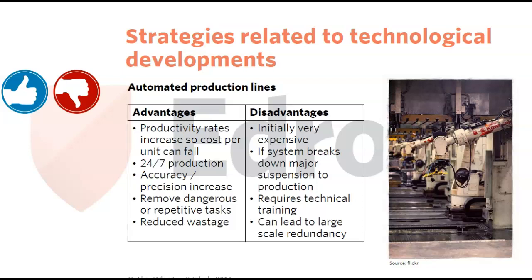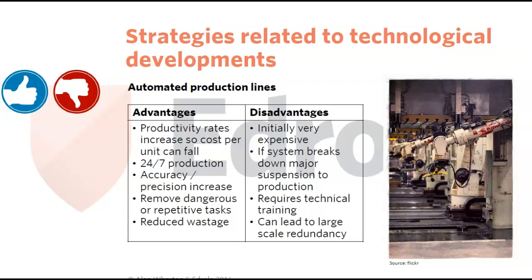So for automated production lines, you're looking at productivity rates increasing, so cost per unit can fall, which helps the business to be more productive. You can run a production line 24/7, whereas employees need to go home and need a break. The accuracy and the precision increases on an automated production line. You remove dangerous or repetitive tasks, or you have a situation where human labour isn't involved in those specific tasks, and they can reduce wastage because of the accuracy of the automation.